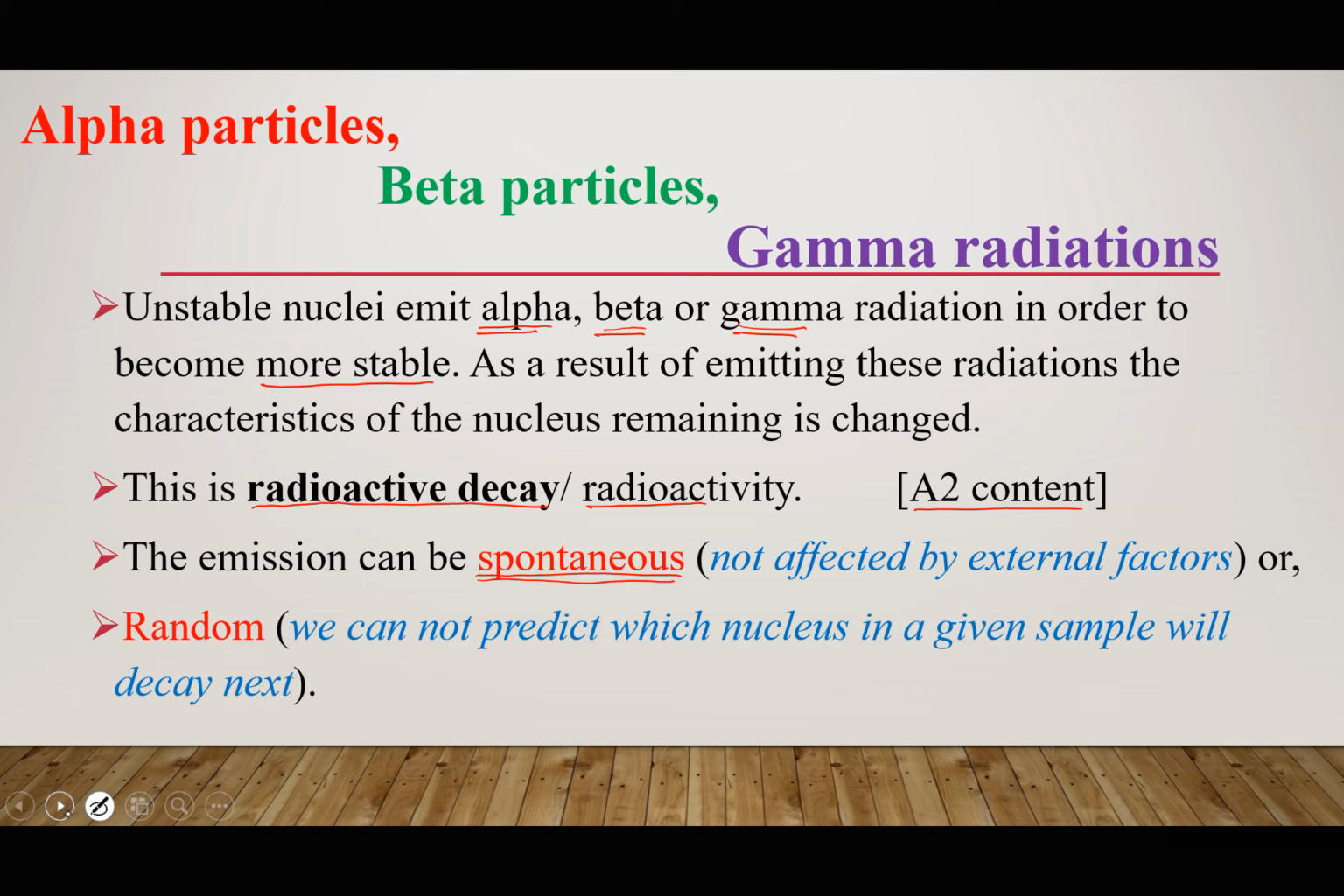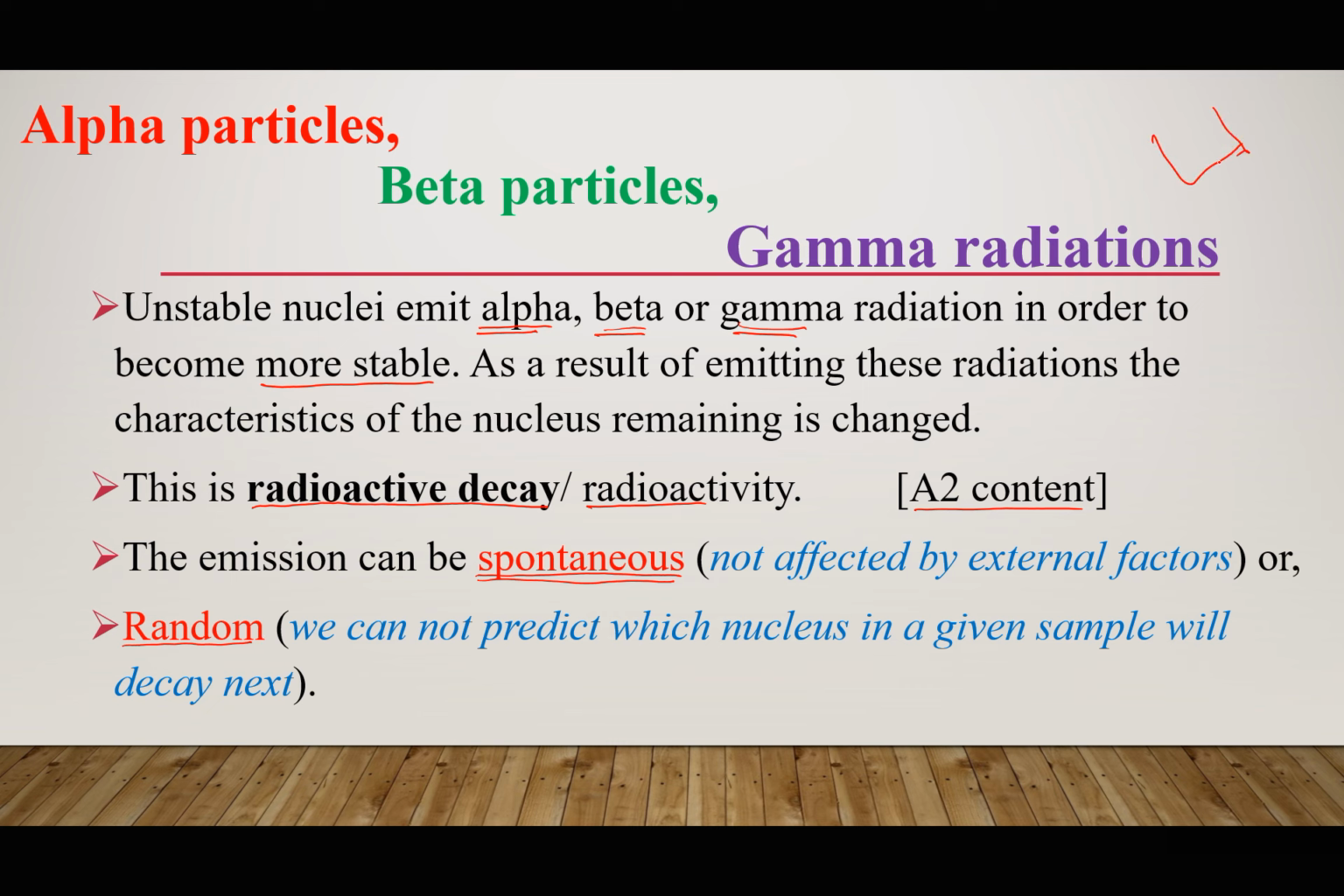Also, your teacher must have told you that the emission of these particles and radiations is random. Something random cannot be predicted. Most of the things in life could appear random, but some of them could be predicted. Imagine tossing a die, and you are sure that it will show a number between 1 and 6. But in one toss, you may not predict which number it is going to show, unless it is a biased die. So we cannot predict which nucleus in a given sample is going to decay next.